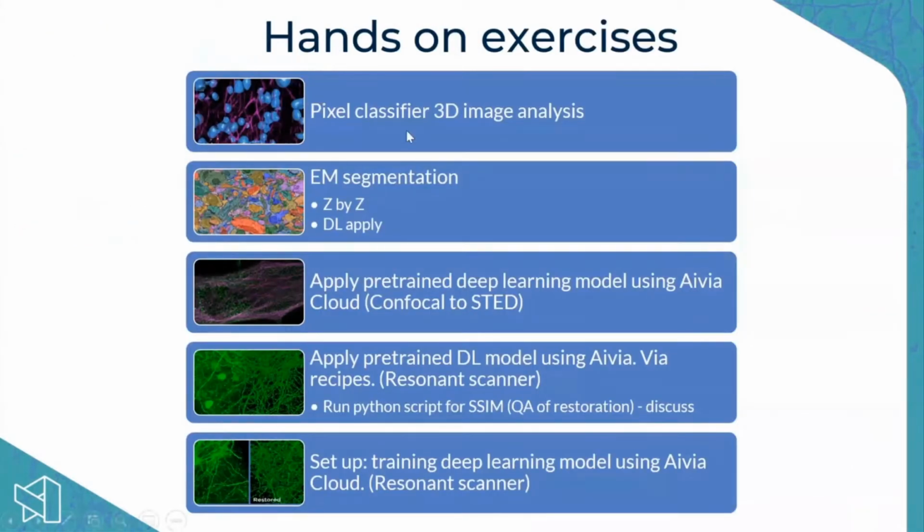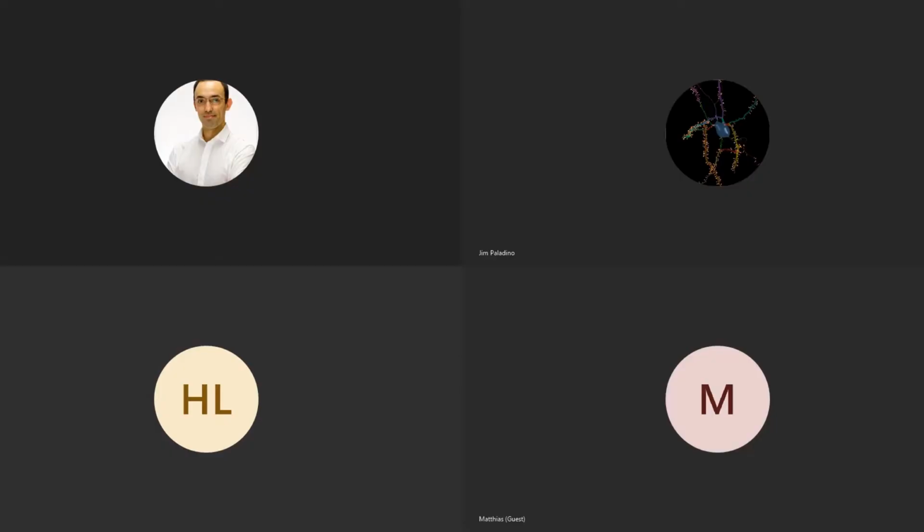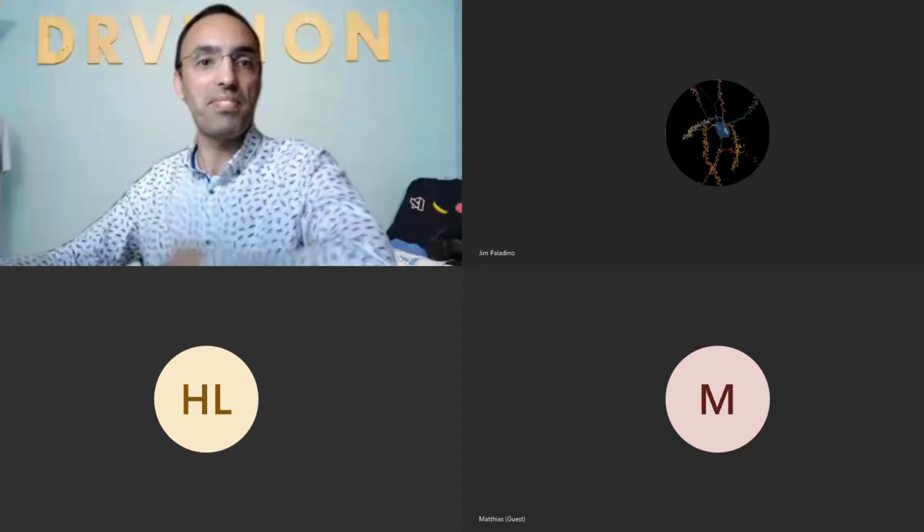So these are the exercises we're going to be doing today. I'll start with the pixel classifier, then look at EM segmentation, and then we go to applying some pre-trained models, and then setting up a training job as well. So I think I'll pause here, let everybody get their own instances running, and I can also answer some questions if there are any. All right, any questions so far, or is everybody okay for now?